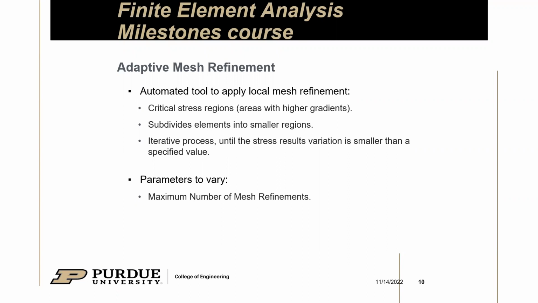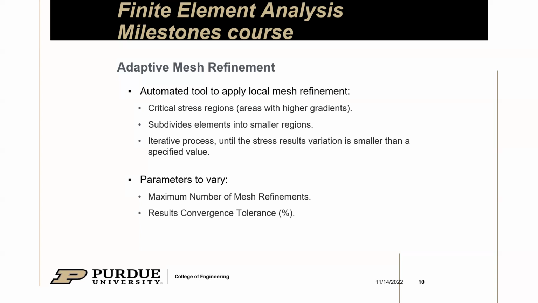run it, right? So let's say you don't have time for Fusion to run 15 refinements, right? So you could put like two or three. So once Fusion runs it thrice, Fusion will stop immediately. Next one is results convergence tolerance.